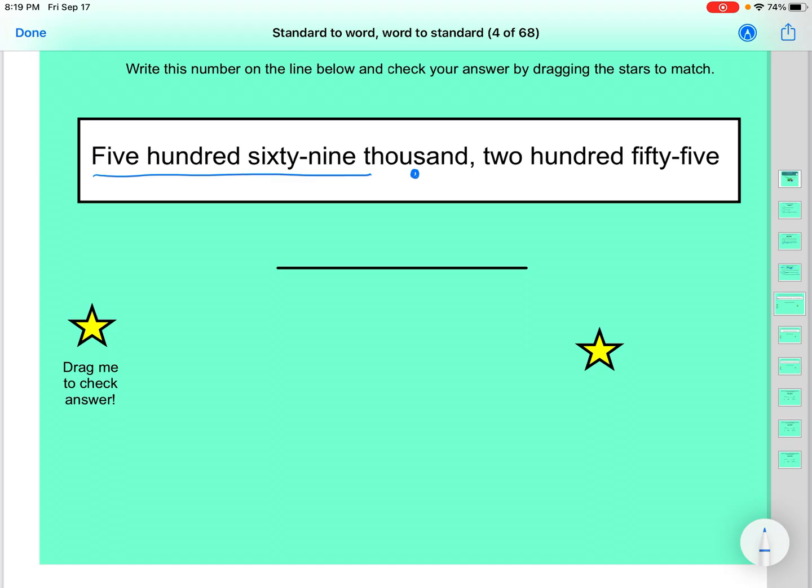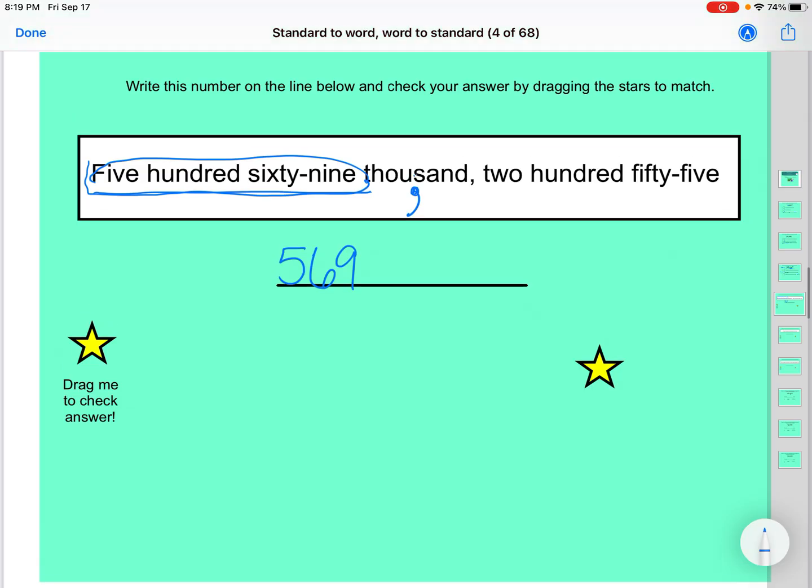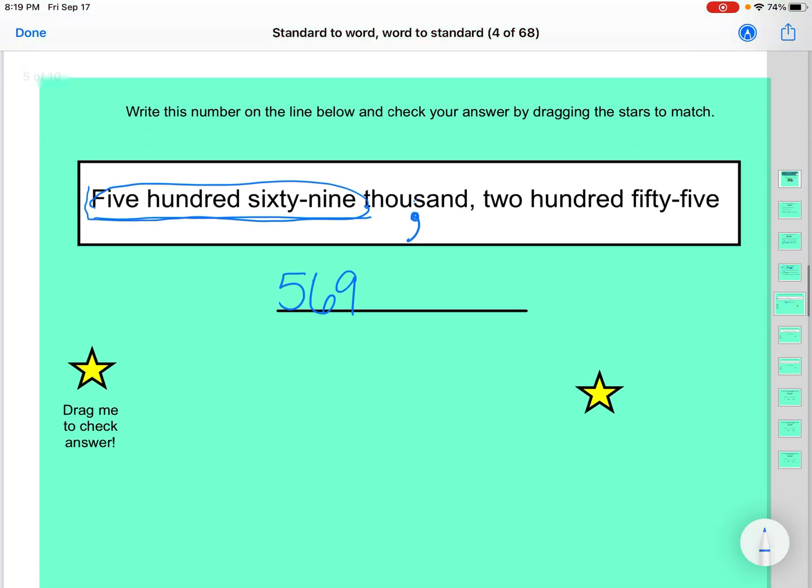569, I know when I get to the word 1,000, that's going to be my comma. So I just need to write this first part right here. I need to write 569. That's what I need to write. 1,000 means that I need to put my comma. Then I'm going to write the second chunk. 255. To my hundreds place, 55.